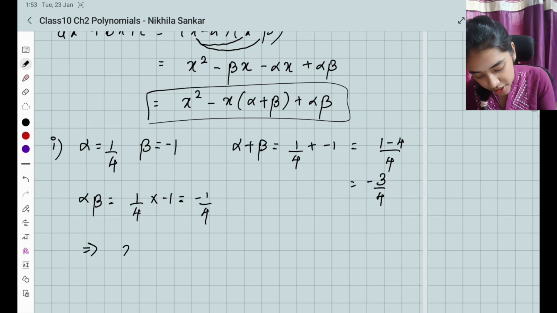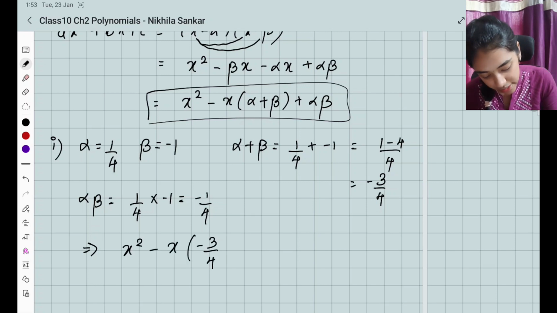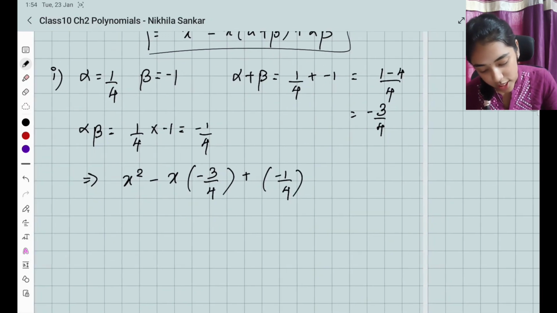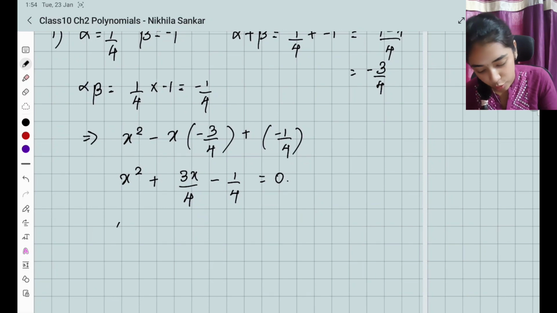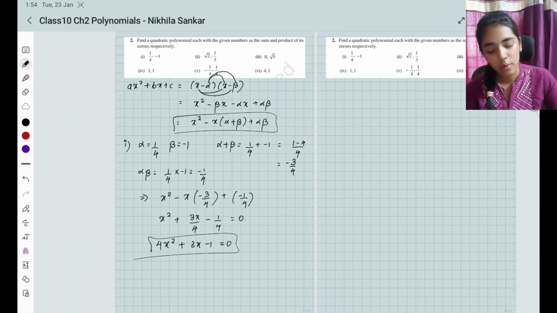Now what is our equation? x² minus x into sum of zeros, which is minus 3 divided by 4, plus alpha beta, which is going to be minus 1 divided by 4. So from this we have x² plus 3x divided by 4 minus 1 by 4 equals 0. I can multiply by 4. So we have 4x² plus 3x minus 1 equals 0. So this is going to be the quadratic equation.